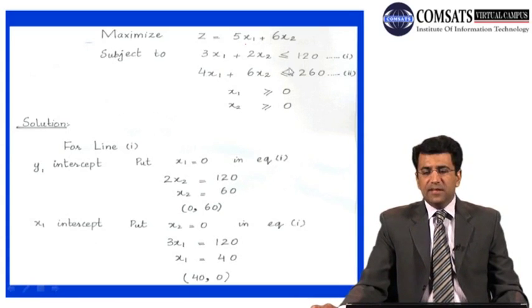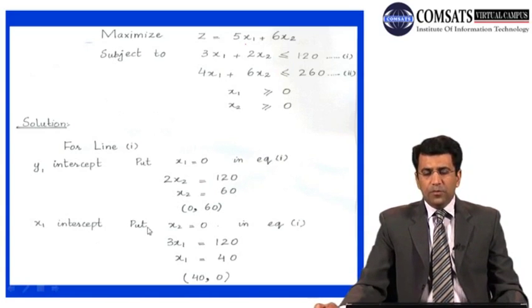Now let's take the first constraint, that is 3x1 plus 2x2 is less than or equal to 120. That is equation number 1. Now let's suppose we put x1 is equal to 0 in equation 1. We will get from this equation 2x2 is equal to 120. And if we divide this equation by 2 on either side, we will get the value of x2 is equal to 60. So we get a point on this line, that is (0, 60), where the x coordinate is 0 and the y coordinate is 60.